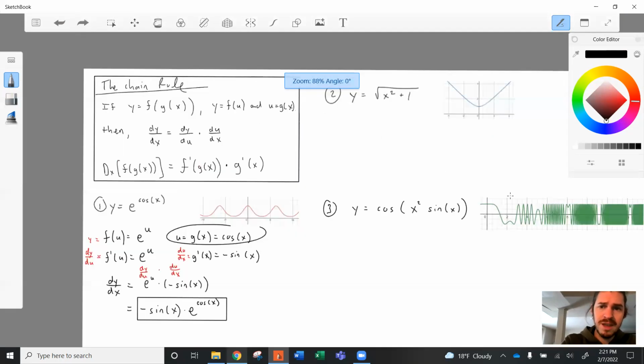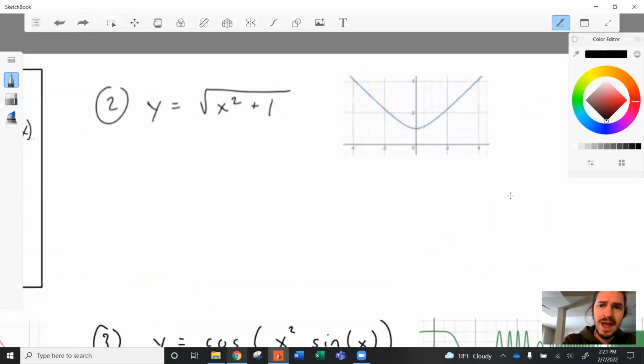So now let's move on to the second function. This is an interesting function. It has a very tight diagonal asymptote here. This function very nearly is straight here and straight here. So it's almost like a corner, except it's a nice smooth corner.